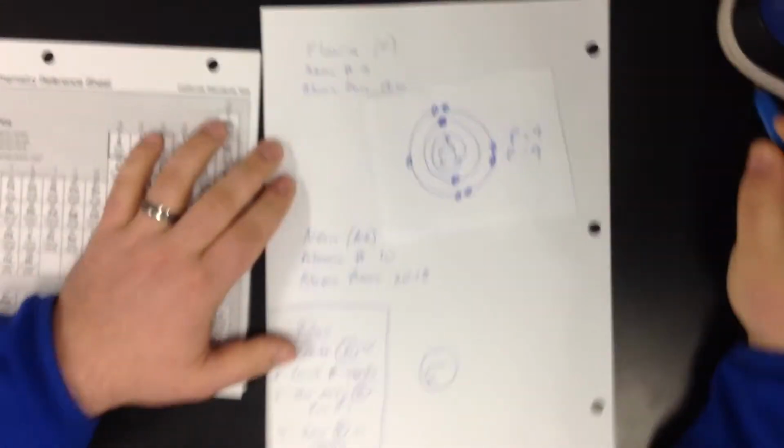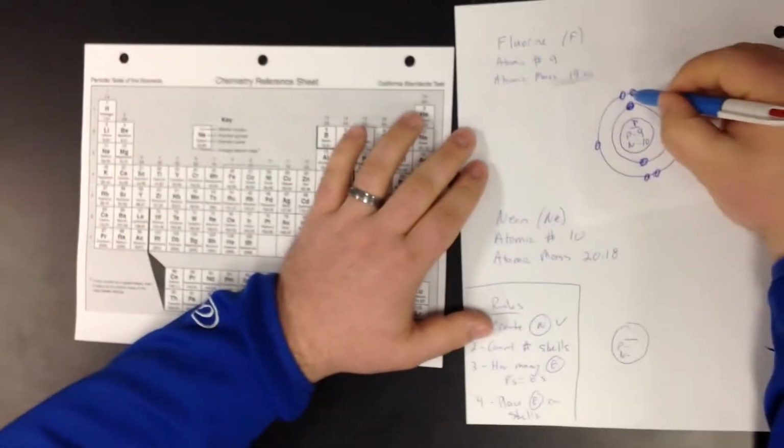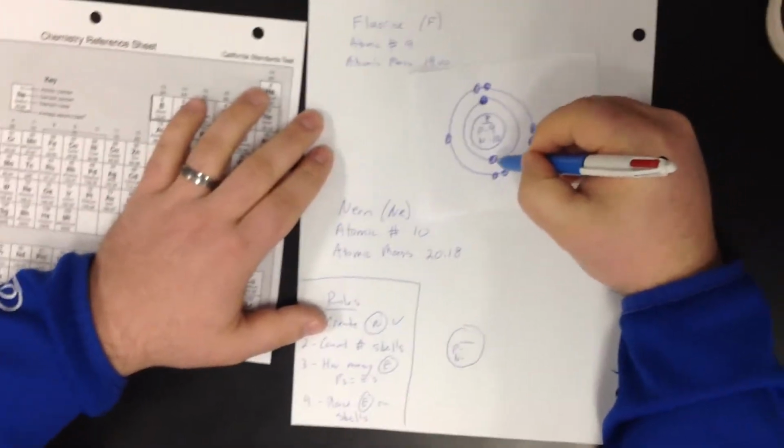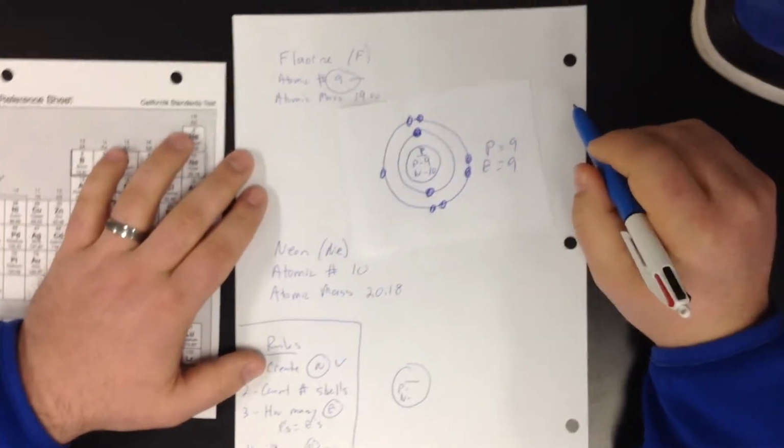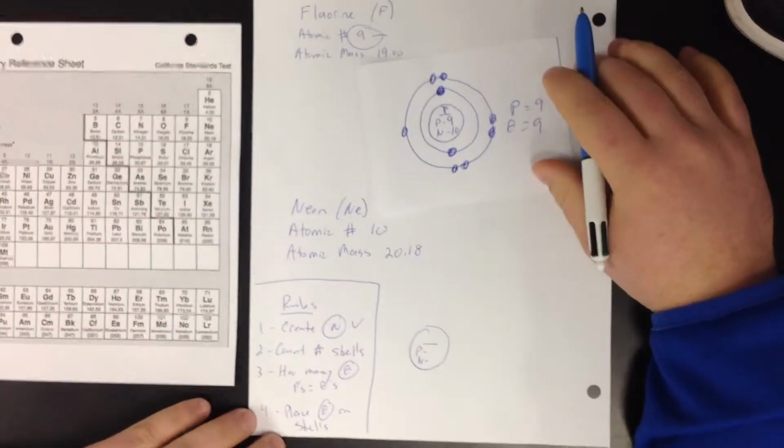Now, to double check your math, you should count those up. 2, 4, 6, 7, 8, 9. We should have 9 electrons. This is a good one for fluorine.